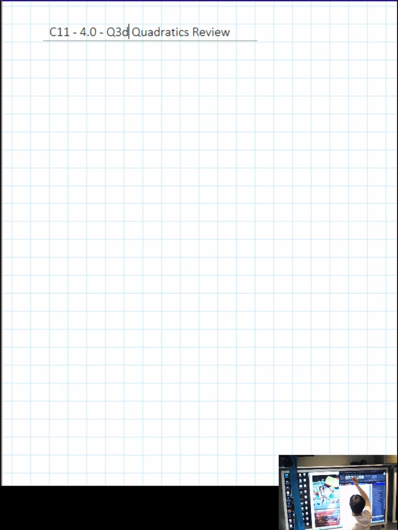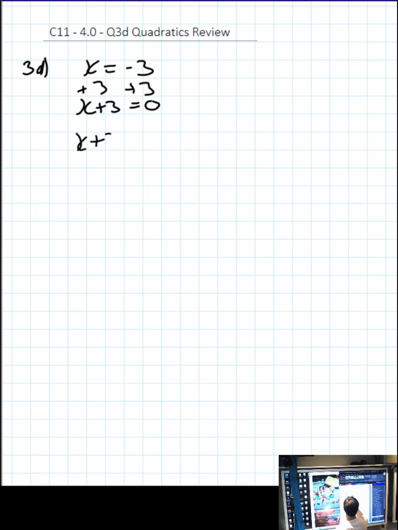Okay, we have 3D. So we have x equals negative 3. So if we add 3 to both sides, plus 3 plus 3, we'll get x plus 3 equals 0. Now, how is this going to be a quadratic equation if we don't have another x-intercept? Well, we just say, skip a line, x plus 3, brackets around it, squared, equals 0, or y equals.